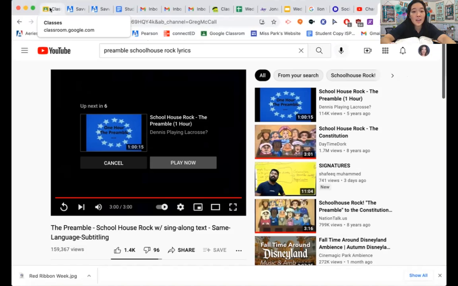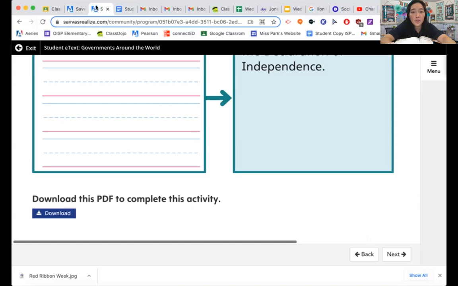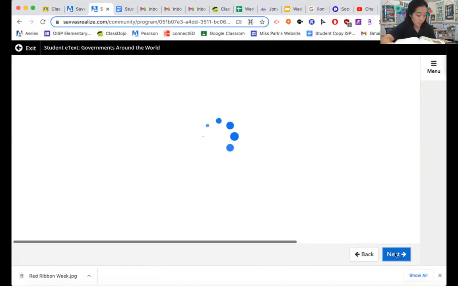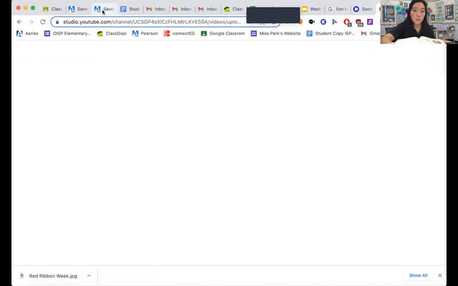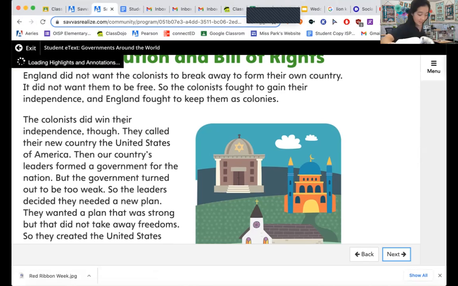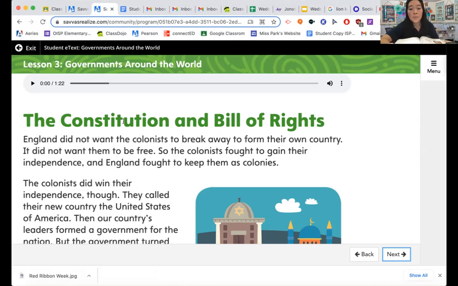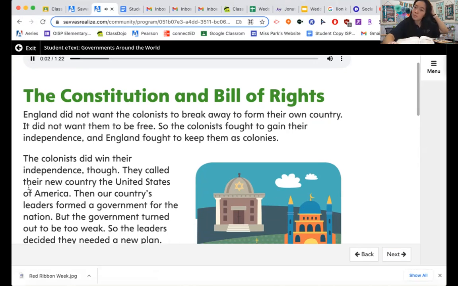All right. Let's go ahead and go back to our schedule. So now it looks like we're going to be on page 90. Okay, we're on page 90 now. The Constitution and Bill of Rights. We're on page 90 in your books. The Constitution and Bill of Rights.